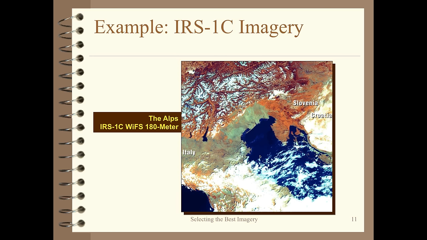Okay, so here's some examples of some imagery that we would typically use. This is IRS imagery, which is Indian remote sensing imagery, and this happens to be called WIFS data. And there are 180 meter pixels here. Okay, so you can see this covers a very large area.